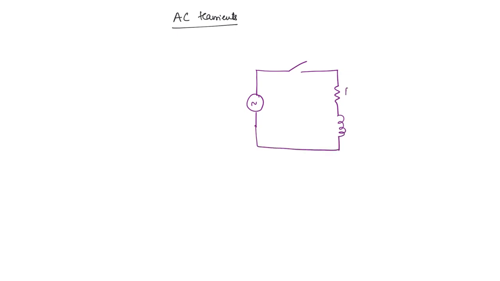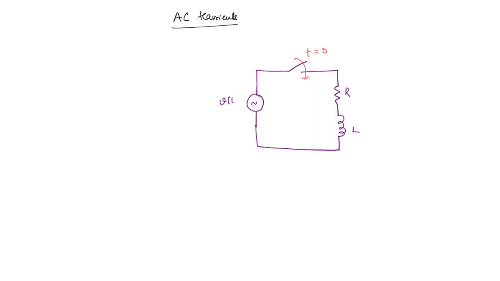Let us now discuss the AC transients of first order circuits, that means RL or RC circuits. Alright. So let us consider an RL circuit. There is a switch here, and here you have resistance and inductor. You can take R and L here. Now this switch, you can take it to be closing at t is equal to 0.